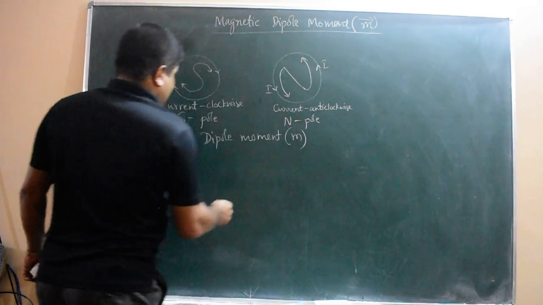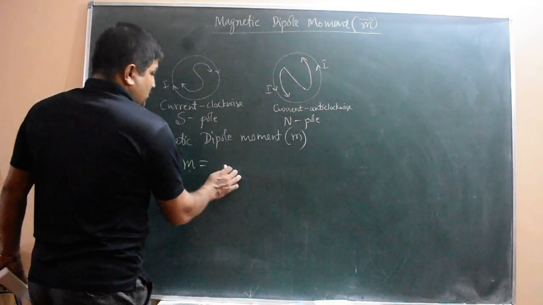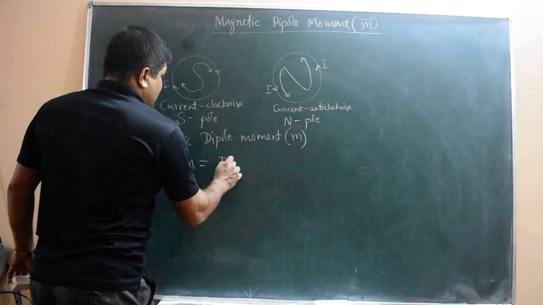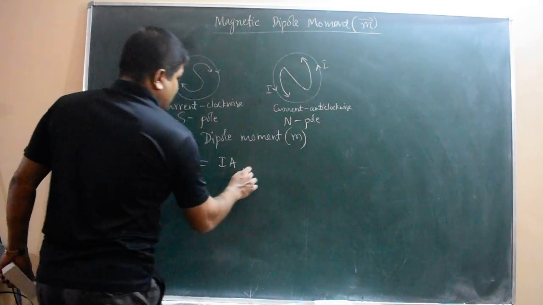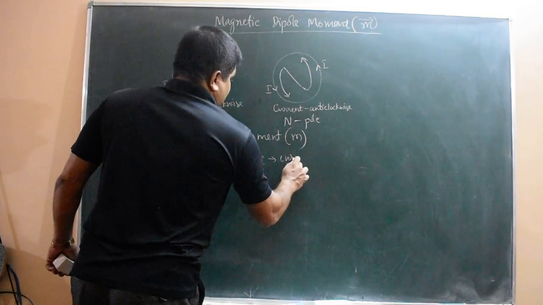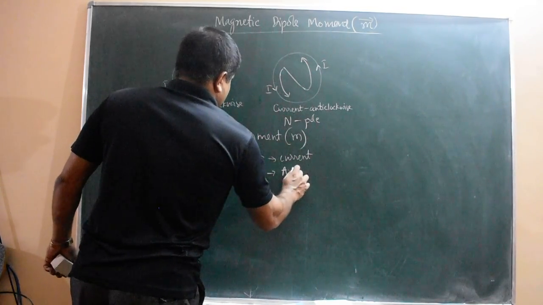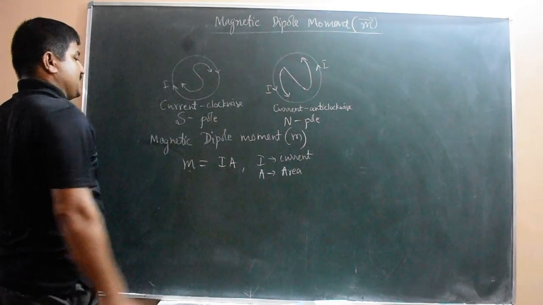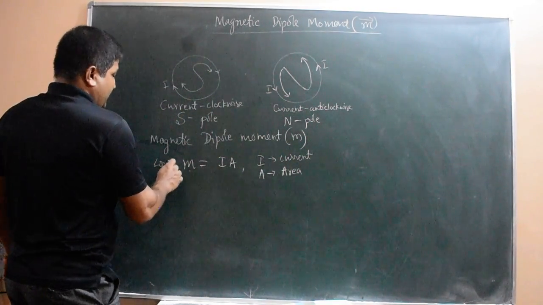is denoted by the symbol M, and M equals I into A. I means current, A is area. I is the electric current through the loop and A is the area of the loop. This is for a single loop.